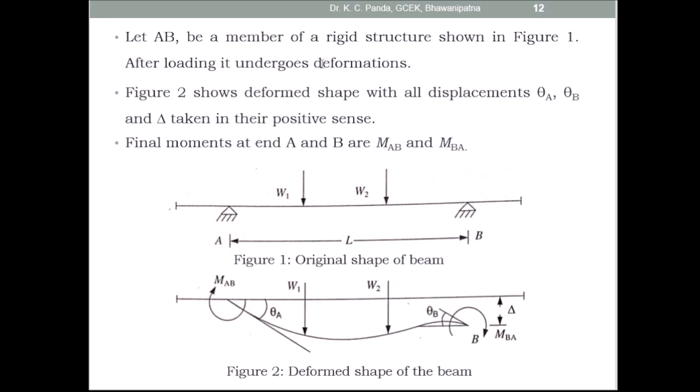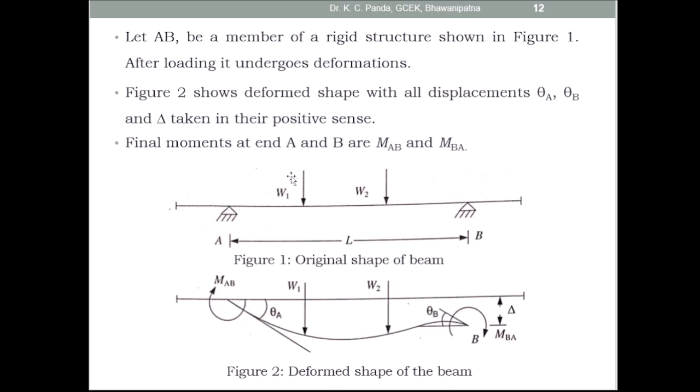Let AB be a member of a rigid structure. So this is member AB of a rigid structure. After loading, it undergoes deformation. This is the deformation that takes place after loading. This is the rotational displacement at A, this is the rotational displacement at B, and this is the translation displacement. So theta A is the rotational displacement at A, theta B is the rotational displacement at B, and delta is the translation displacement at B.